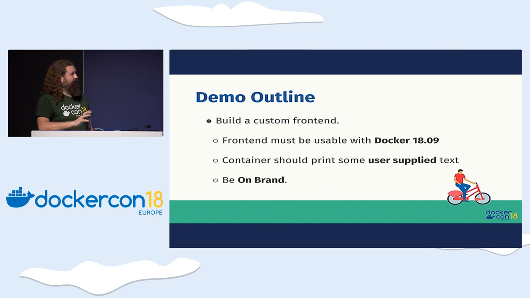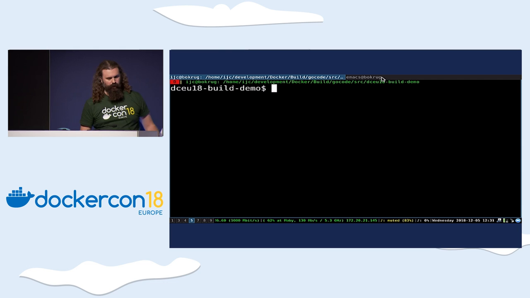Right, so we're going to move on to the demo. So we have some requirements. We need to build ourselves a custom front end. The front end has to be usable with Docker 18.09. The resulting container must print some user-supplied text supplied at build time. And also, we need to be on brand, because we all know how important that is.